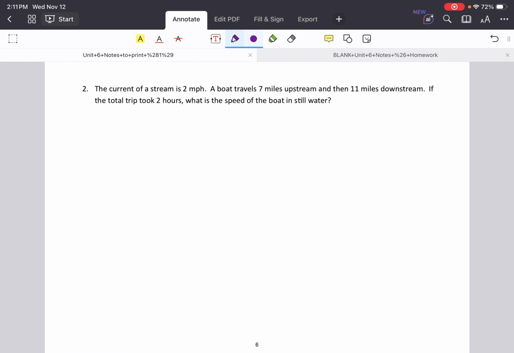Example number 2 is an example of a moving object. The boat is traveling. So when we have a moving object problem, we're going to set up our table where we have distance, rate, and time, and our object. Our boat travels upstream. Our boat also travels downstream.